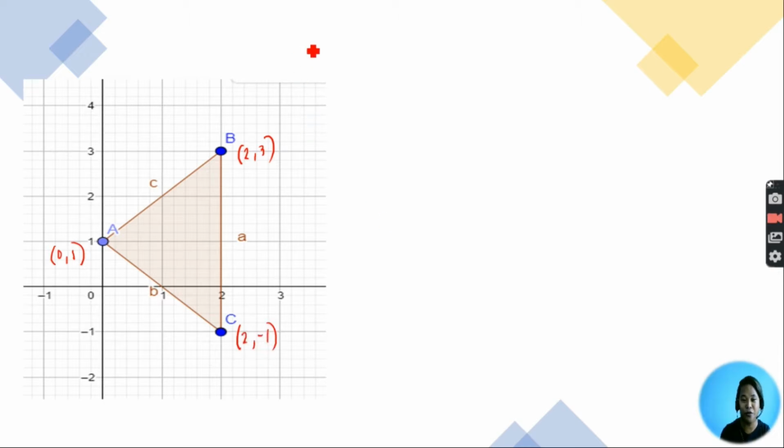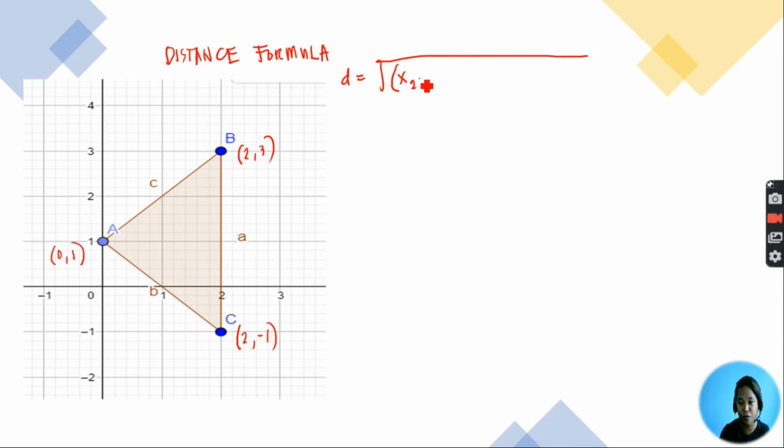So in this problem, we're going to use the distance formula, where D is equal to the square root of quantity x sub 2 minus x sub 1 squared plus quantity y sub 2 minus y sub 1 squared. So D serves as the distance between 2 points.